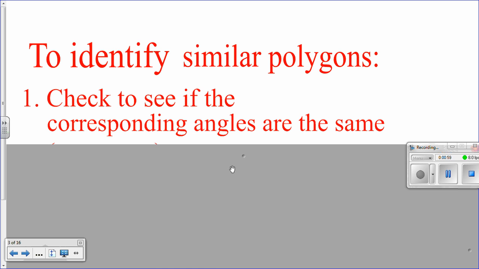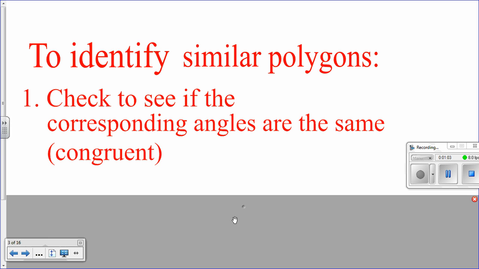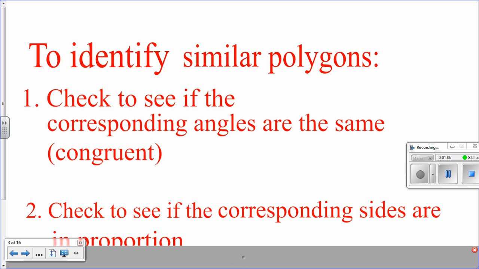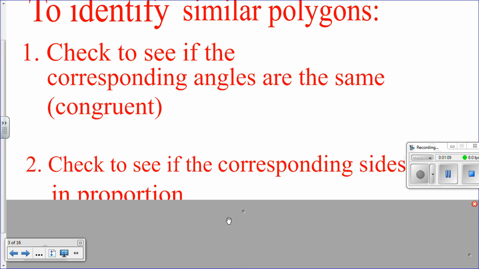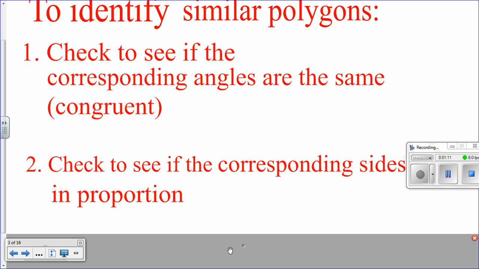So the first thing you're going to do is check to see if the corresponding angles are the same or congruent. And then you're going to check to see if the corresponding sides are in proportion. Both of those criteria have to be met in order for something to be similar.